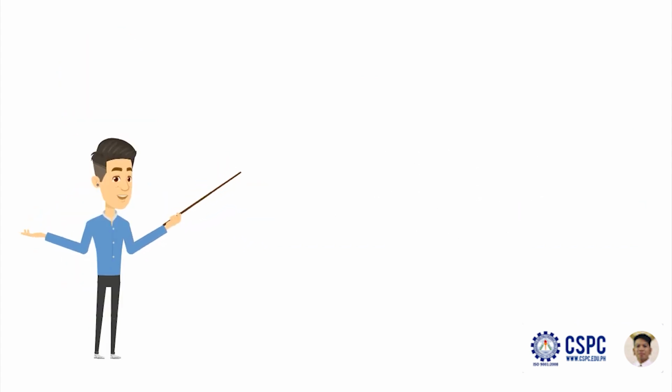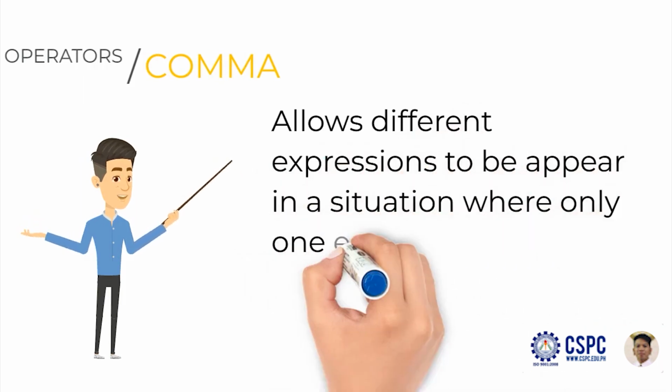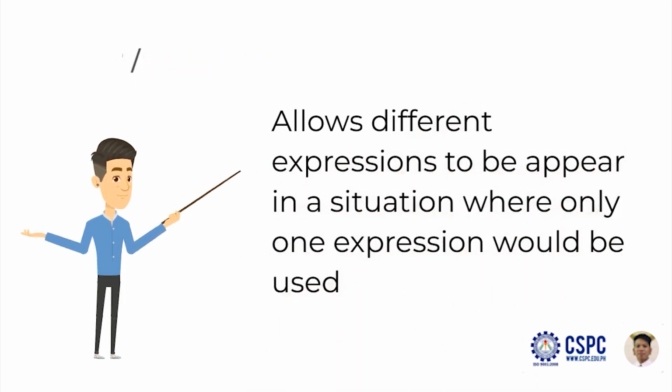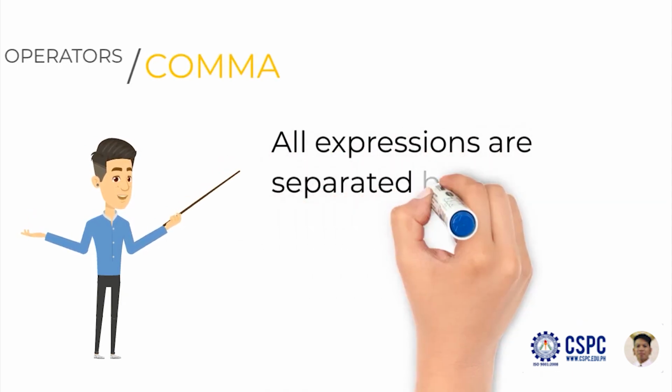Lastly, the comma operator allows different expressions to appear in a situation where only one expression would be used. All expressions are separated by comma and are evaluated from left to right.